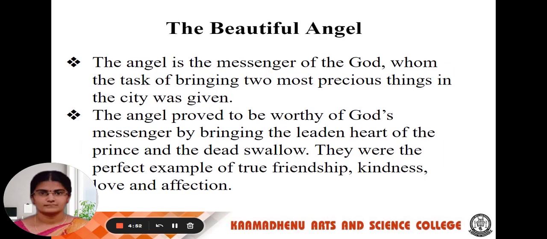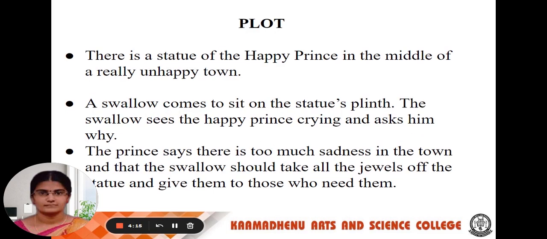Next character is the beautiful angel. The angel is the messenger of God, to whom the task of bringing the two most precious things in the city was given. The two most precious things are the Happy Prince and the swallow. The angel proved to be worthy of God's messenger by bringing the leaden heart of the prince and the dead swallow. They were the perfect examples of true friendship, because they show their friendship very well in the story: kindness, love, and affection.